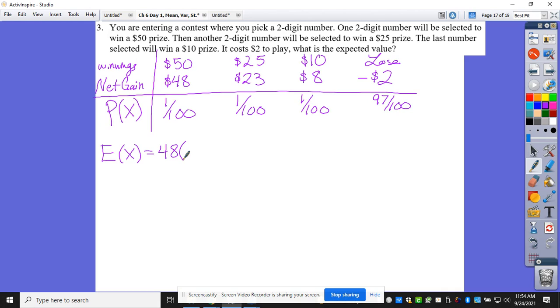If I do this math and I get negative 2.2, my answer is obviously wrong, but why should I immediately notice that? If it only costs $2 to play, how in the world can I lose 2.2 on average? So being able to think in context that way catches a lot of issues.